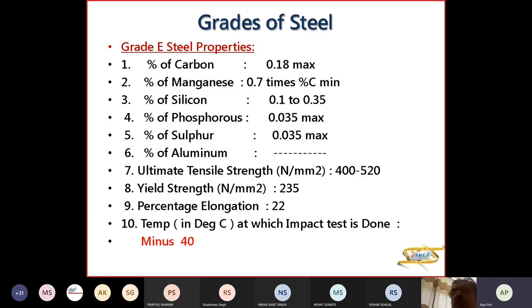Now we come to grade E steel properties. Grade D had aluminum, grade E has no aluminum. Here your carbon is 0.18, less. Percentage of manganese is 0.7, silicon is the same, phosphorus the same, sulfur the same, no aluminum now. UTS is 400 to 520, yield strength 235, percentage elongation 22. Here your impact test is done at minus 40 degrees Celsius or lower.